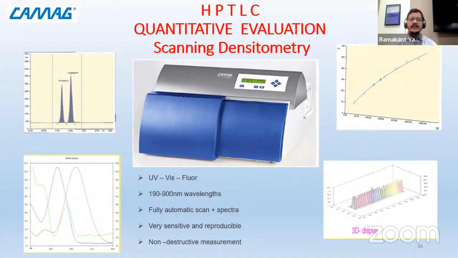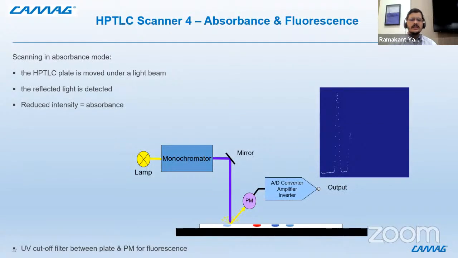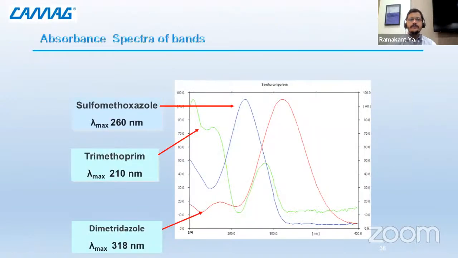So it is for quantitative analysis. Then we can generate spectra also. This is a schematic of Scanner 4. Suppose there are 4 bands separated in one fingerprint. So it will generate 4 peaks in the chromatogram. The area of a peak is proportional to the amount of that band present on the plate.